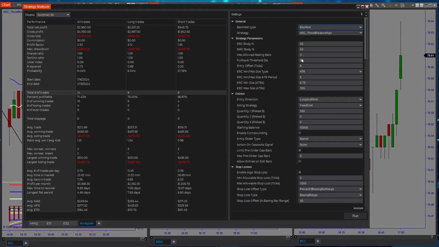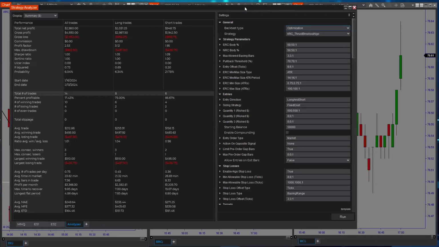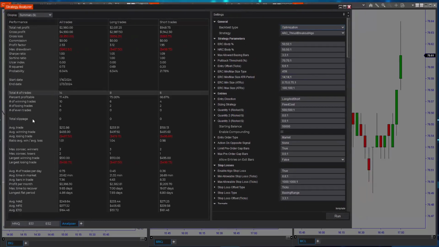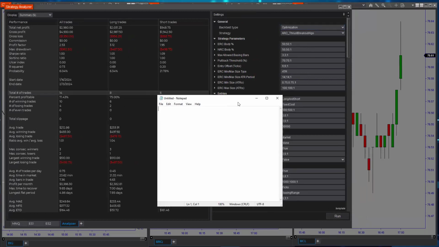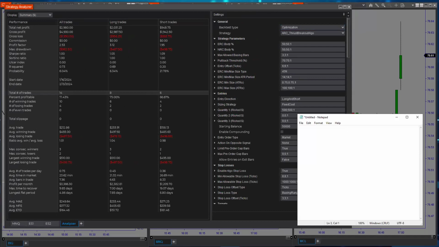So we're going to go to optimization and we'll just start optimizing some things. The way that we do optimization, we'll take some notes here. You guys can follow along. I always start with optimizing the algo settings itself first.